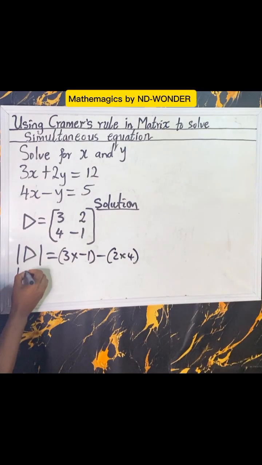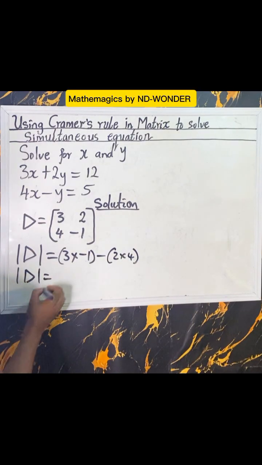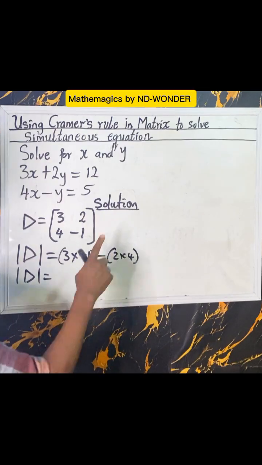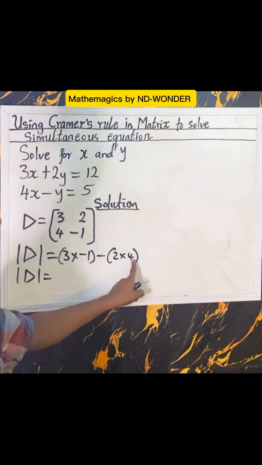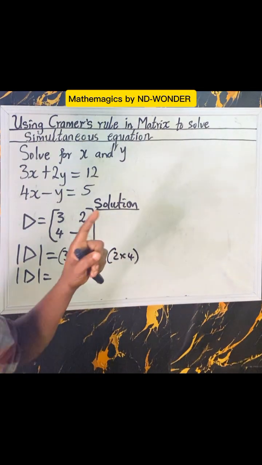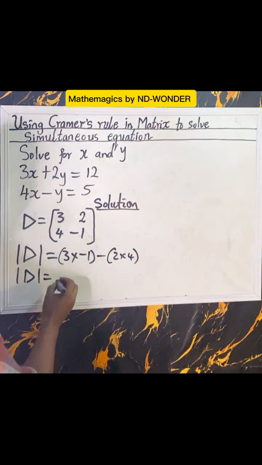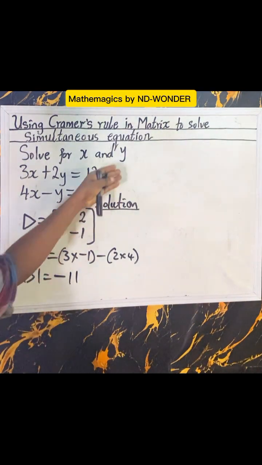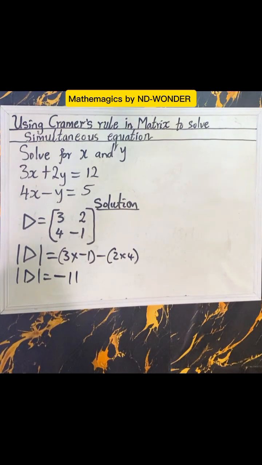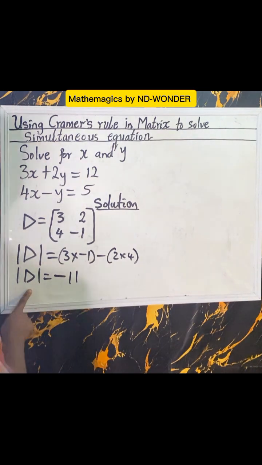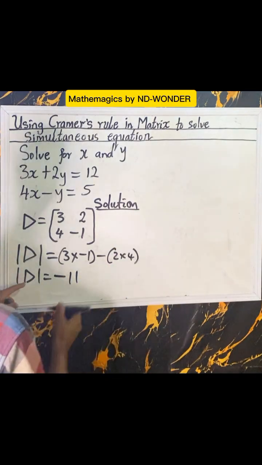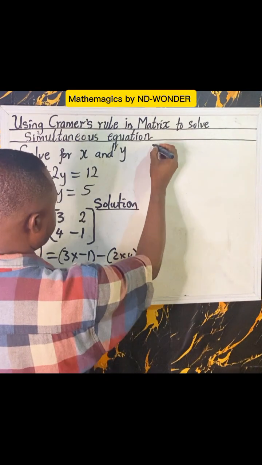So the determinant of change becomes 3 times minus 1, which is minus 3. 2 times 4 is 8. So minus 3 minus 8 is minus 11. Sorry, I needed to show it step by step, but we are trying to manage the board. So the determinant of change becomes minus 11.